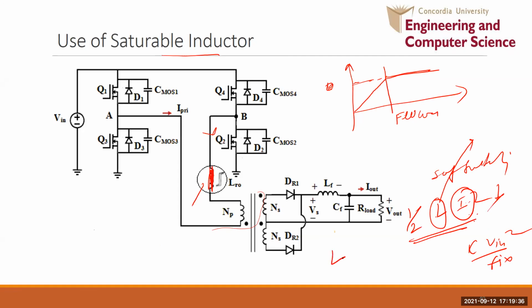But I said if you increase the L value, then the power rating will go down. So the saturable inductor is making a compromise. At full load or near full load, it is basically a short circuit. So your inductor is still the leakage inductor, and you are able to transfer the rated power, and you are getting the soft switching because of this.